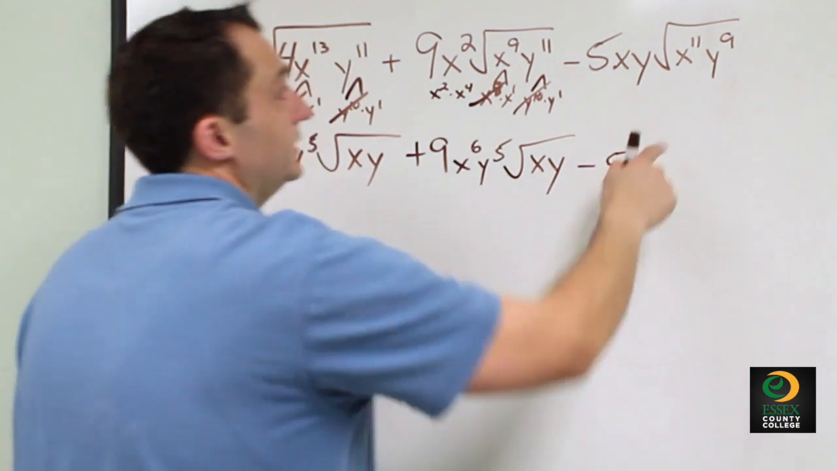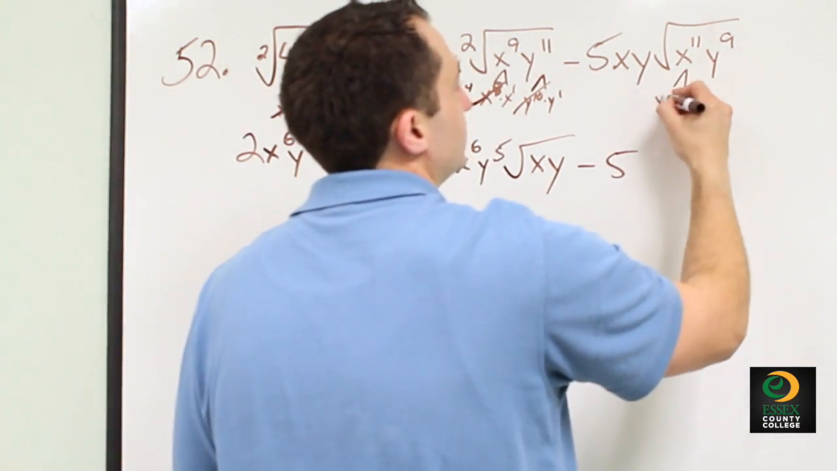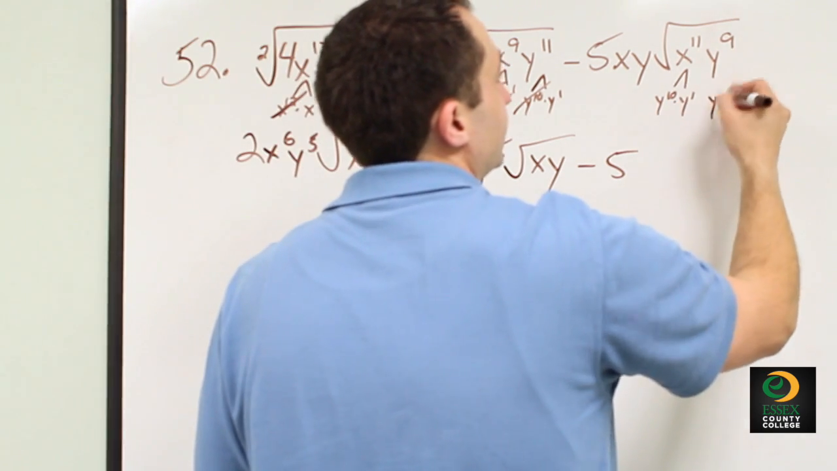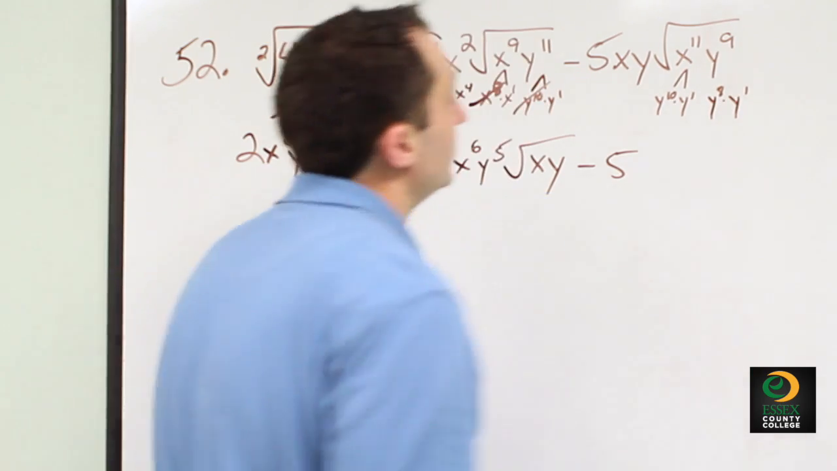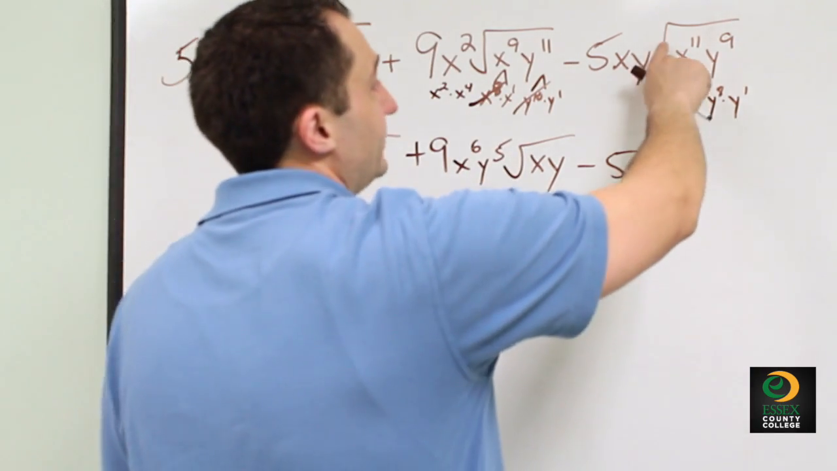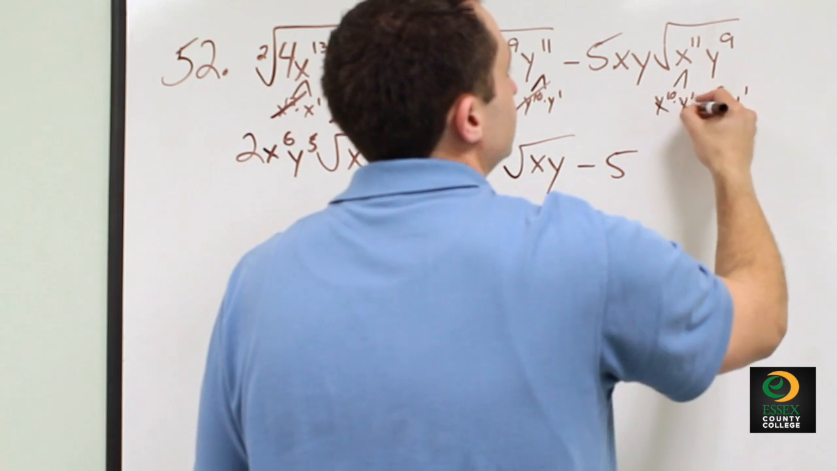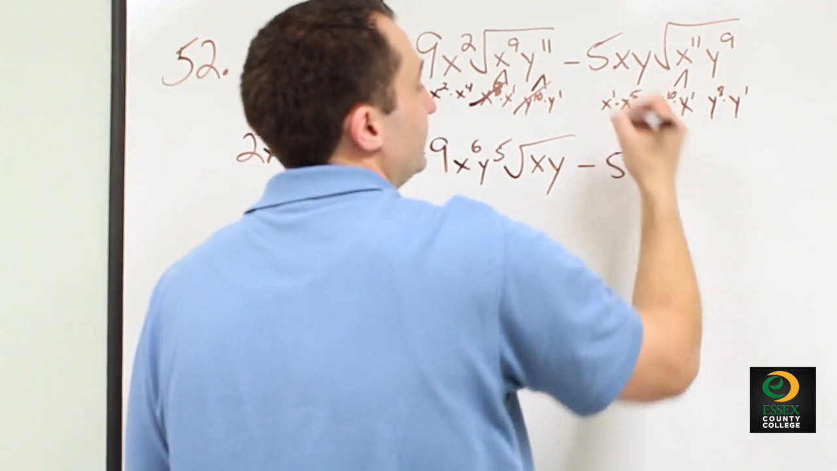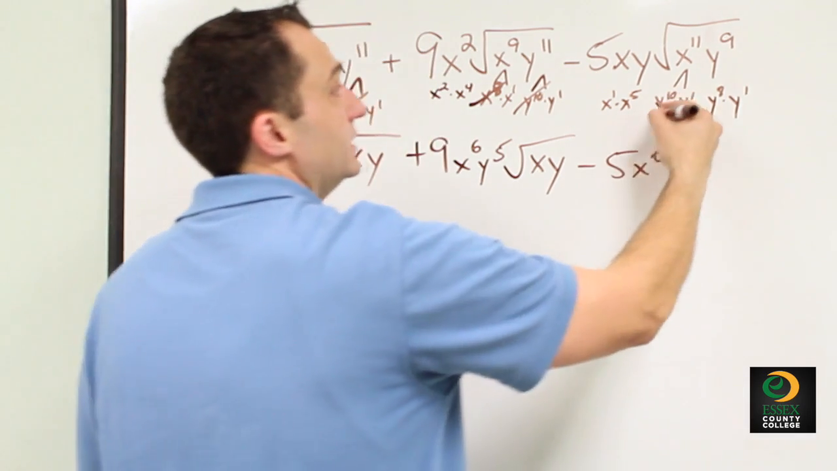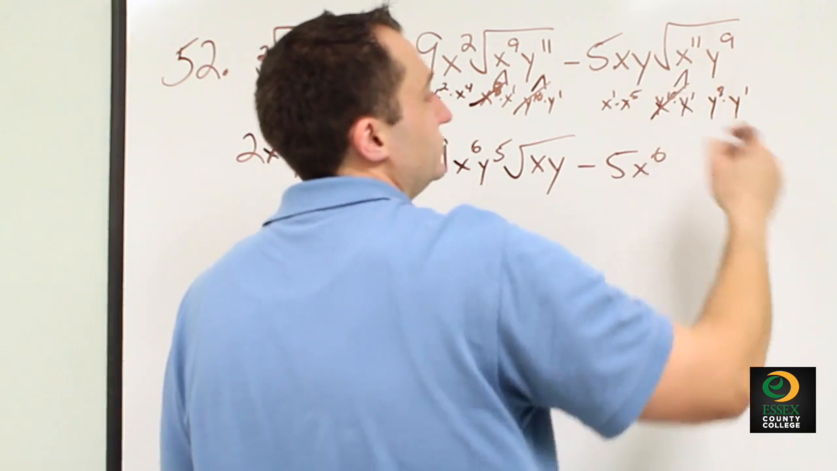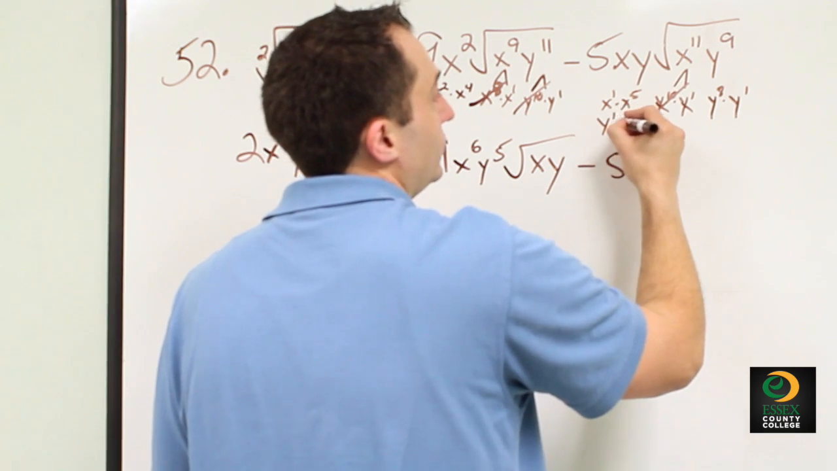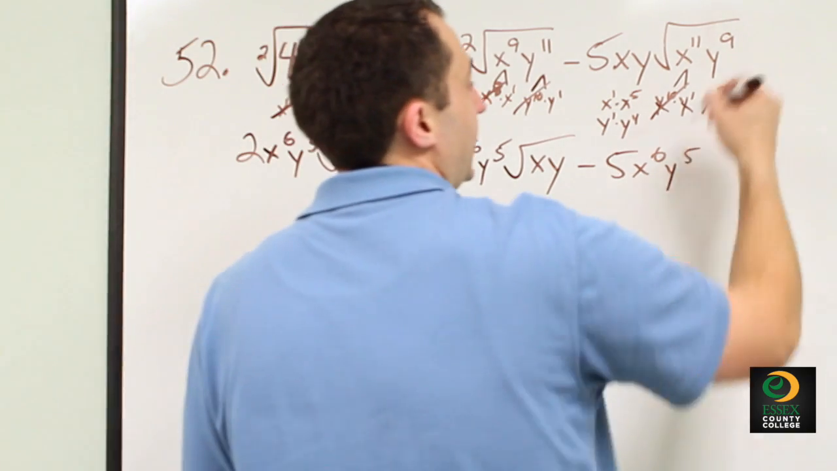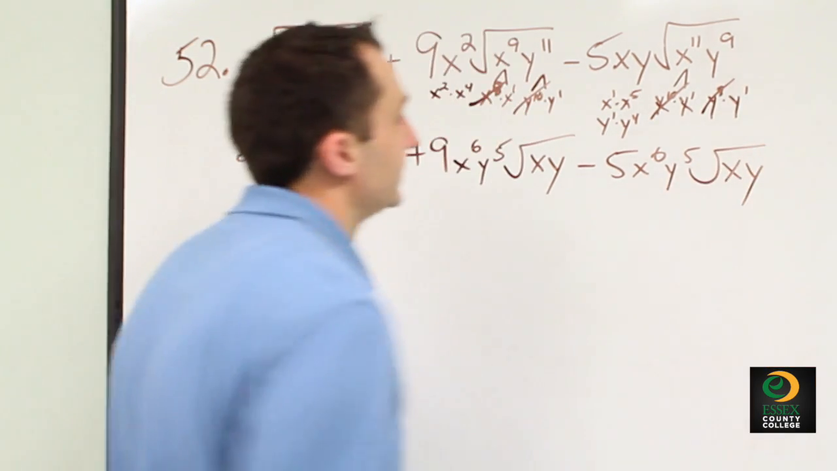Minus the 5. The x to the 11th, we're going to break that down to an x to the 10th and x to the 1st again. And y to the 9th, we're going to break that down to a y to the 8th and y to the 1st again. So 10 divided by 2 gives us a 5, so we're left with x to the 1st times x to the 5th, which gives us x to the 6th. And y to the 8th, the 8 divided by 2 gives us a 4, so we're left with y to the 1st times y to the 4th, which is y to the 5th. And we're left with on the inside x and y.